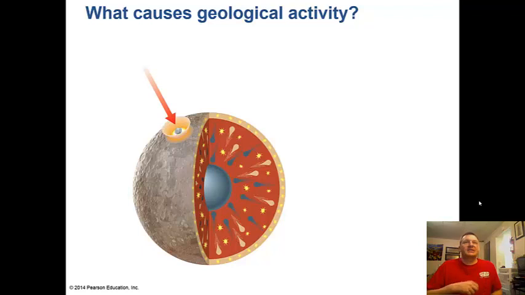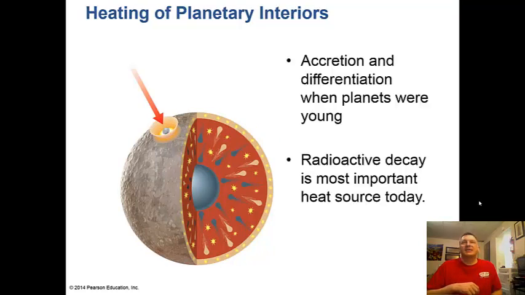So what causes this geological activity in the first place? There are different processes, and these include accretion and differentiation when planets were young, and radioactive decay, which is the most important heat source today. Stuff on the inside of the Earth is still decaying from radioactivity and heating up the interior.